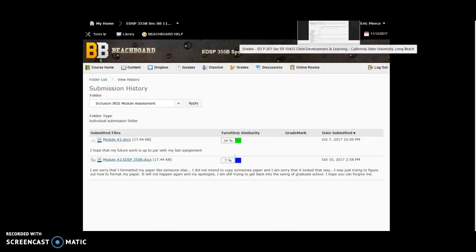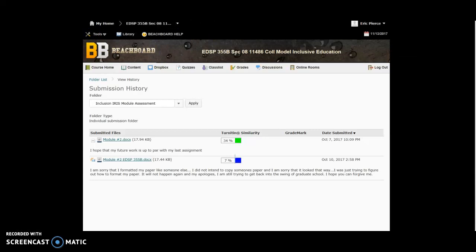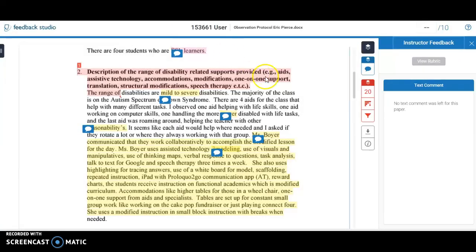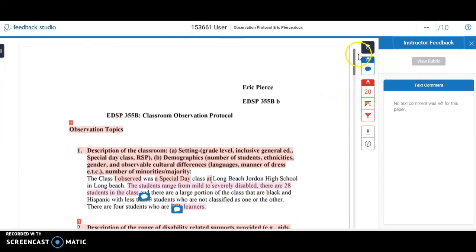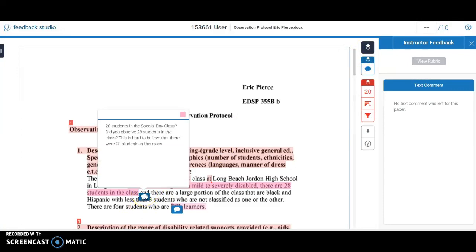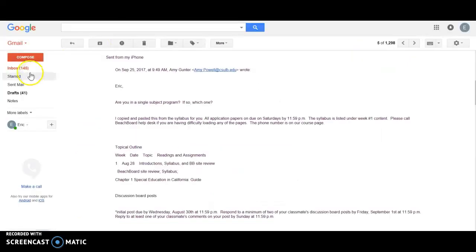So here's an example of my other issues. Here is my 1 point I showed you, my 1 point observation 355 class. Here is my 1 point. This is students range from mild to severely disabled. There's 28 students in the class. 28 students in the class. How could there be 28 students in the class?